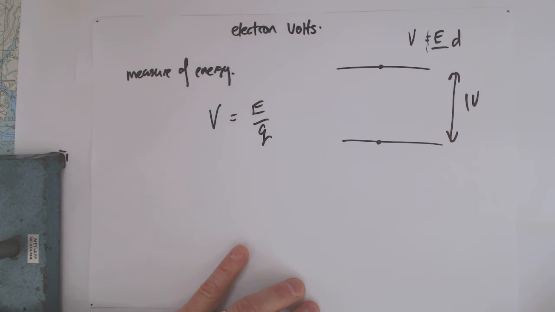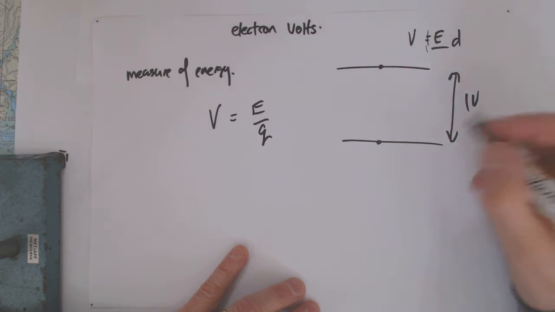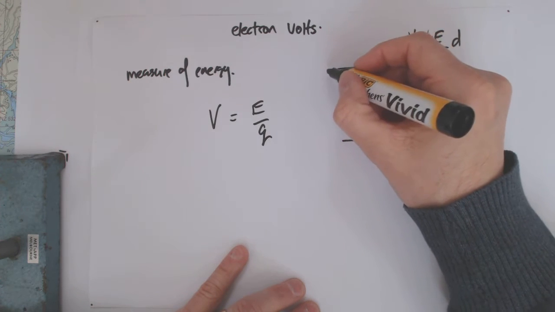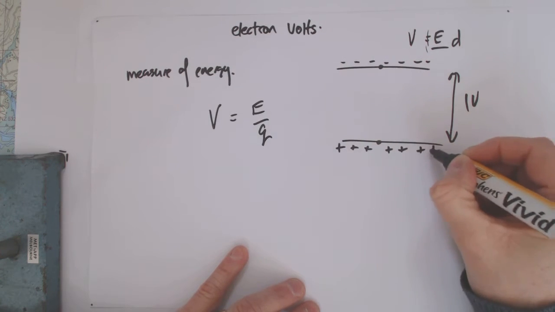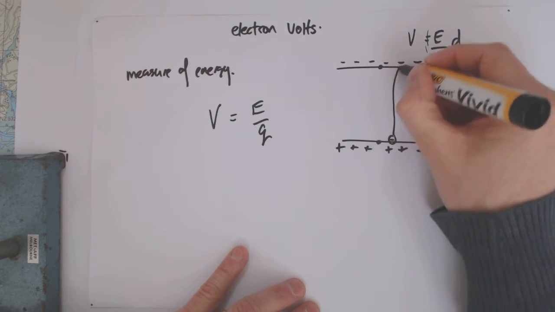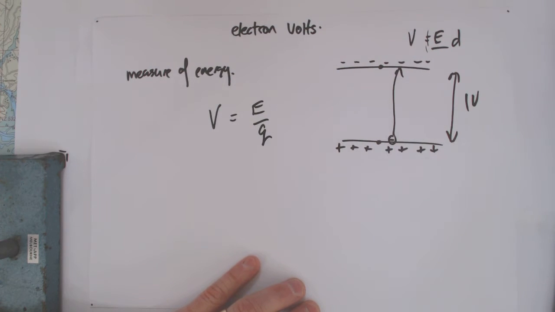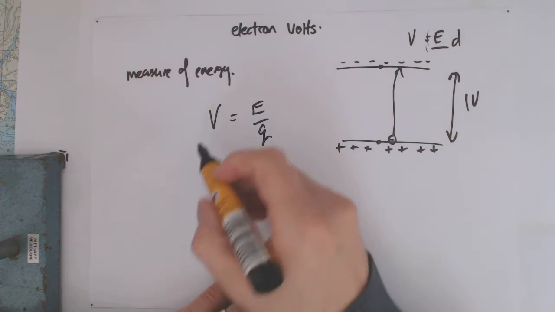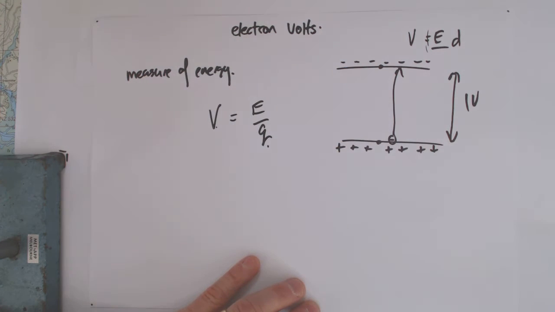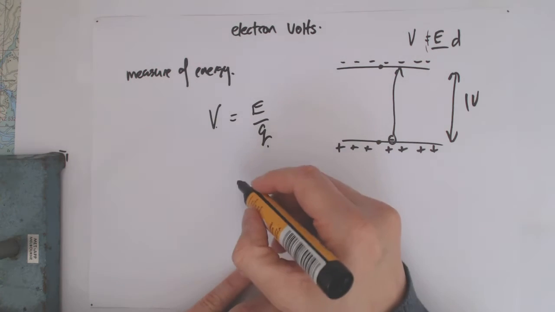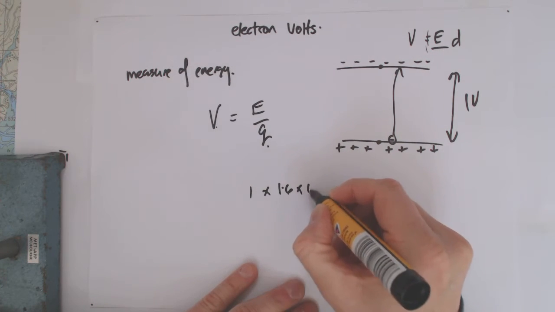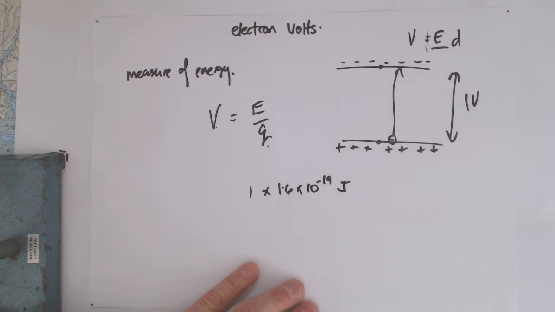So this is actually an energy, and we know that if we take an electron, if this was the negative plate and this was the positive plate, and we've got a little electron over on this plate, and we take it all the way up there, we're going against the force, and when you go against the force you have a gain in potential energy, and the gain in potential energy is 1 volt times the charge, which is the charge on an electron, and that's how many joules it would be. So that would be 1 times 1.6 times 10 to the minus 19 joules.